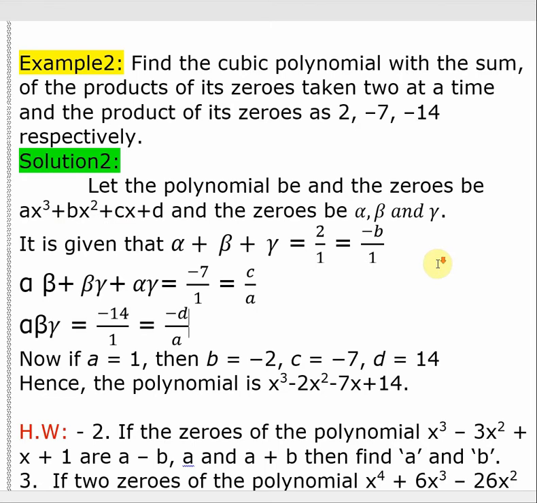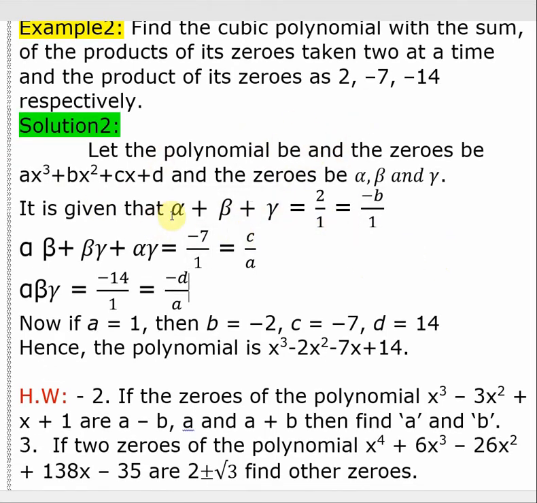Now according to the given condition, we can write alpha plus beta plus gamma is 2, or 2 by 1, equals minus b by a. So from here we can compare this equation: 2 by 1 equals minus b by a. From this comparison, we can see that a is 1 and minus b is 2, and minus b is 2 means b is minus 2.